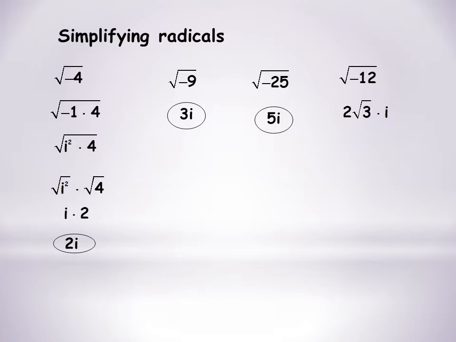So this would be 2 square root of 3i, but very often when you are handwriting this, it is very difficult to tell whether the i is underneath the square root or not. So we tend to put that i in front of the radical symbol. So 2i square root of 3.